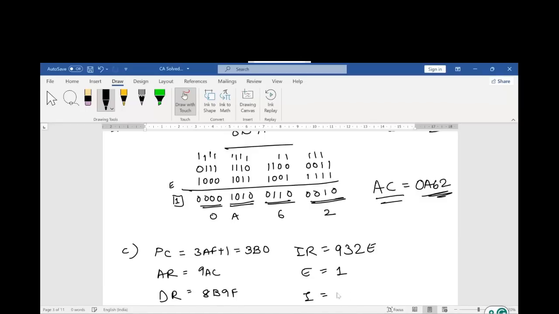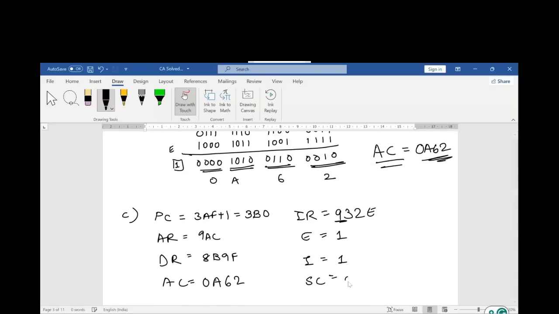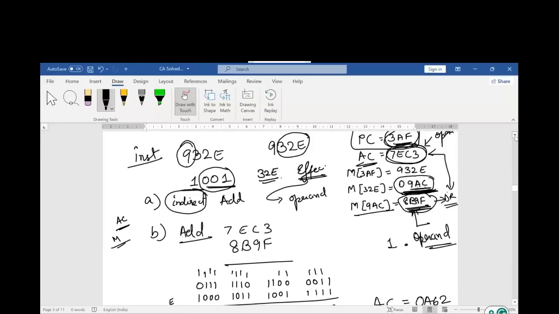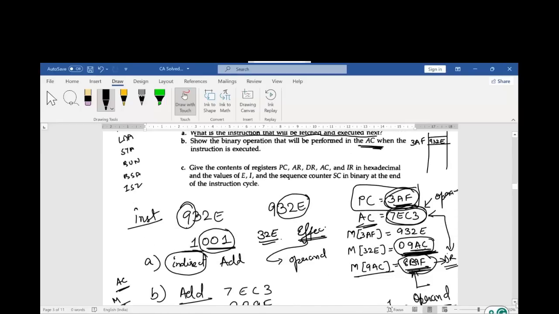I is your indirect bit. From 9, we came to know that the value of I is 1. And after completion of the instruction, we set the sequence counter back to 0. So SC is 0. So this is how this type of question is executed. You are given some data, you yourself identified which instruction to be executed, you executed the instruction and you showed the final answer.